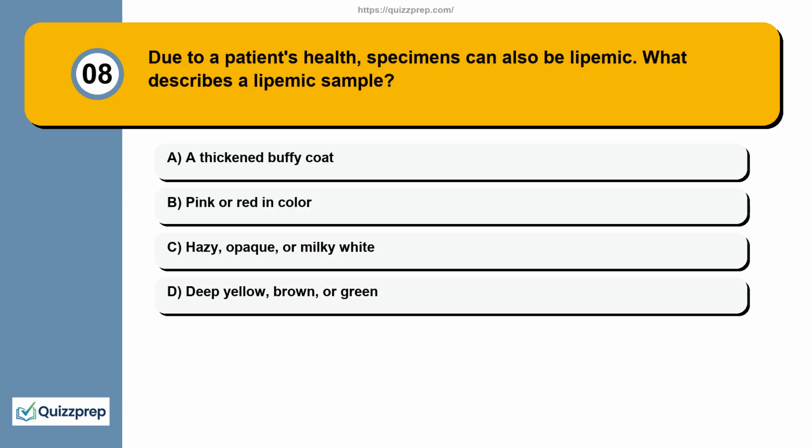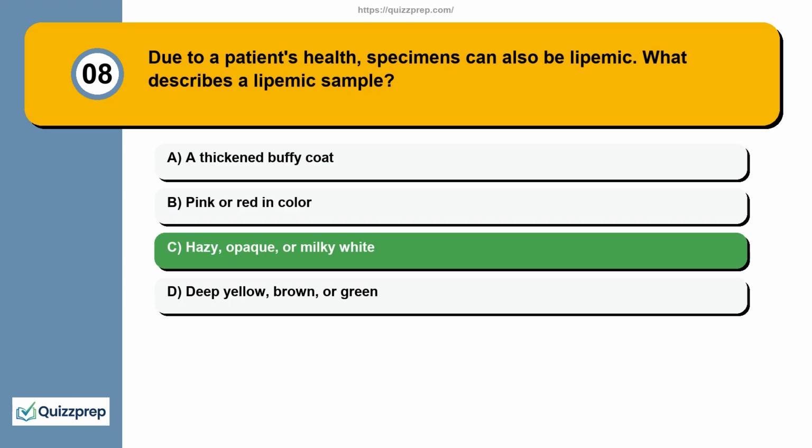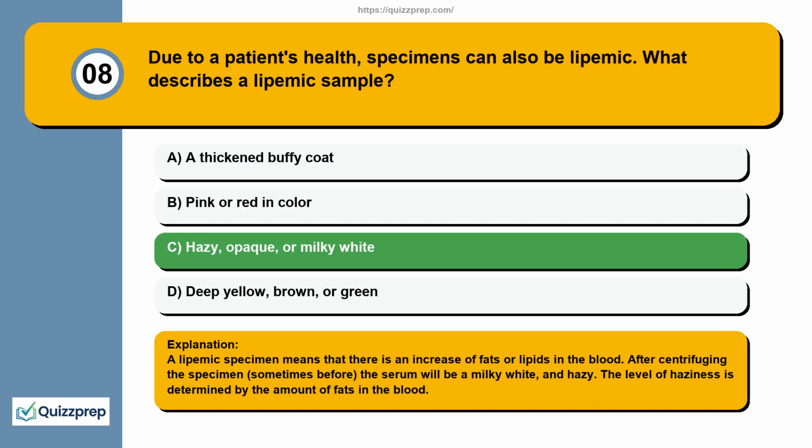Question 8. Due to a patient's health, specimens can also be lipemic. What describes a lipemic sample? A thickened buffy coat, pink or red in color, hazy, opaque, or milky white, deep yellow, brown, or green. A lipemic specimen means that there is an increase of fats or lipids in the blood. After centrifuging the specimen, sometimes before, the serum will be a milky white and hazy. The level of haziness is determined by the amount of fats in the blood.